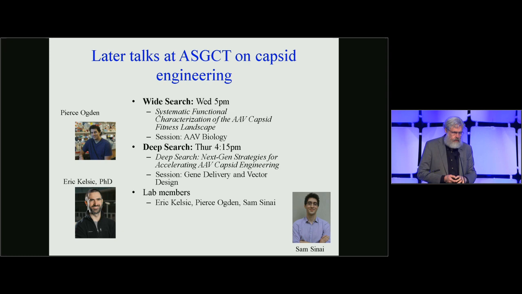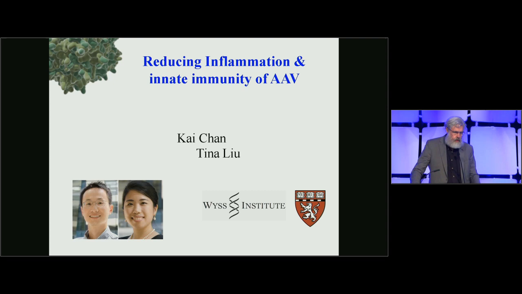Now, I want to transition from this very talented group working on machine learning to a more targeted, hypothesis-driven reduction in inflammation and innate immunity in AAV, which Kai Chan and Tina Liu have spearheaded.